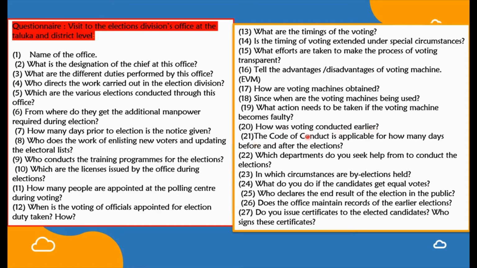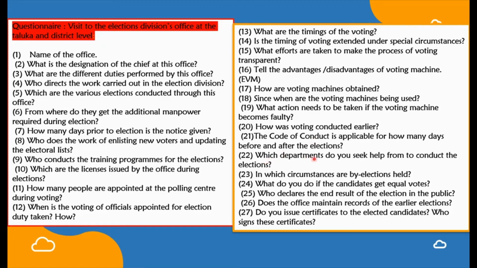The code of conduct is applicable for how many days before and after the election? Now, students, what does the code of conduct mean? It is a set of guidelines issued by the Election Commission of India for the conduct of political parties and candidates during elections, mainly with respect to speeches, polling day, polling booths, portfolios, general conduct, etc.